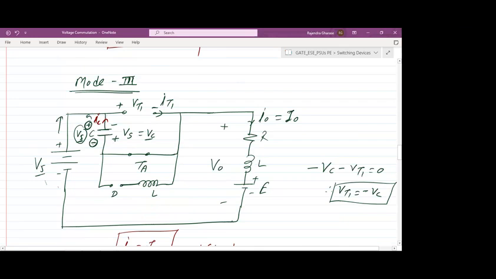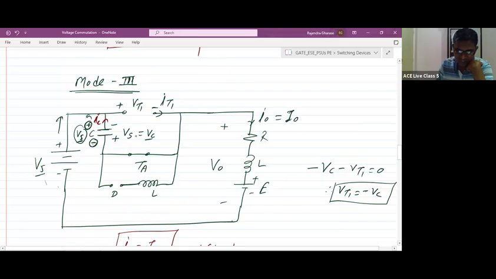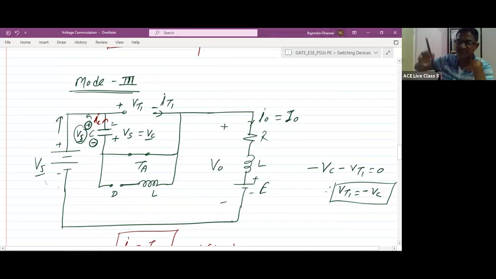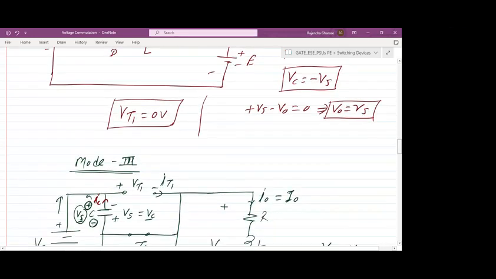But during mode 3, the capacitor is discharging like this. The polarity was plus here, minus here, and so it is discharging like this. In this capacitor branch, the capacitor current is flowing downward. So that's why it is negative. Okay, sir.